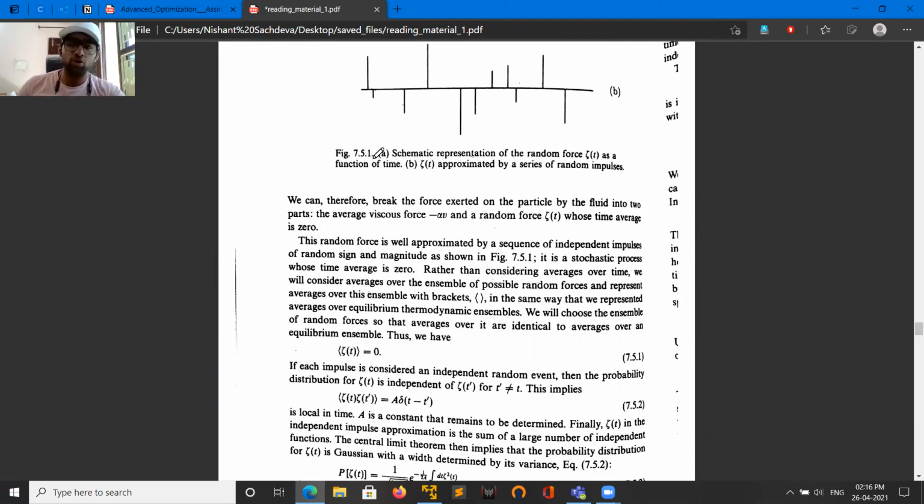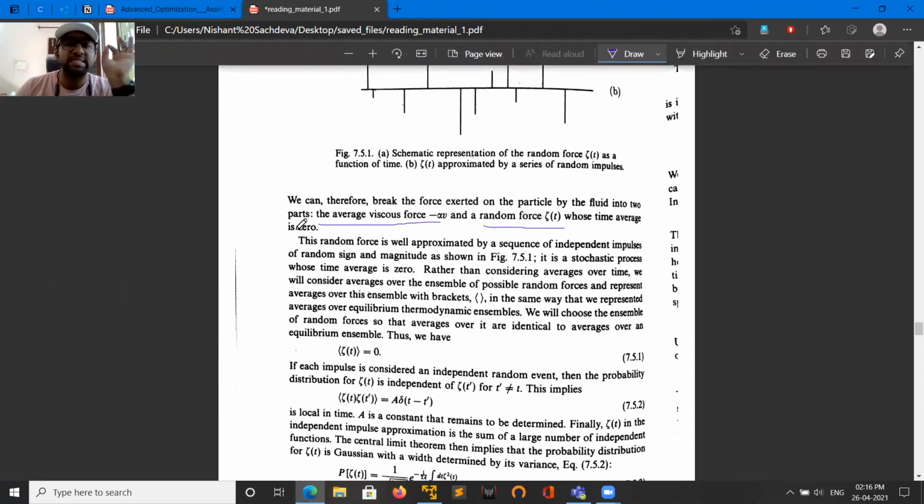So we can break the force that is being put on the particle by the fluid, which is the air or the gaseous fluid, into two parts: the average viscous force, alpha V, and a random force, tau of t. Again, we're calling it tau for comfort purposes, since I don't know what the symbol is called. Its time average is 0.